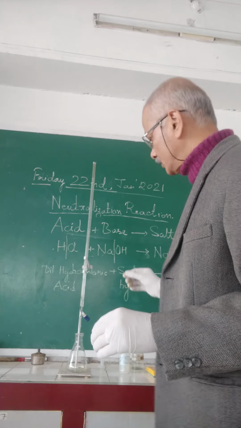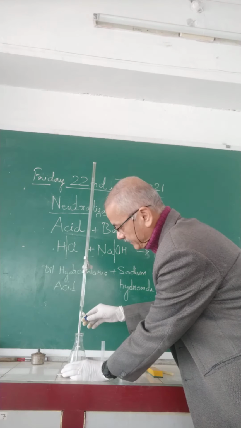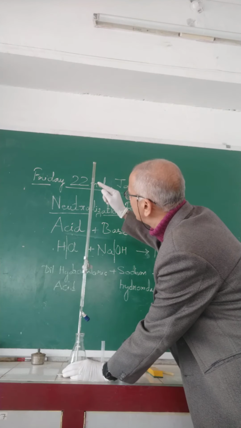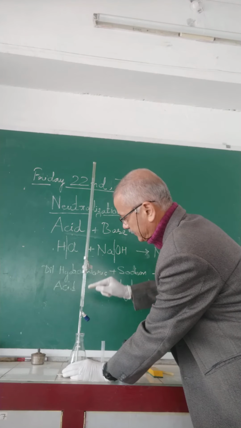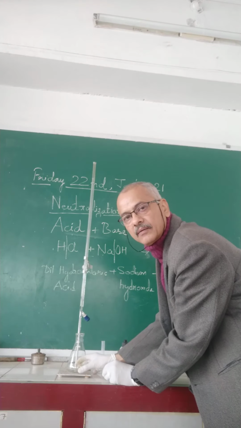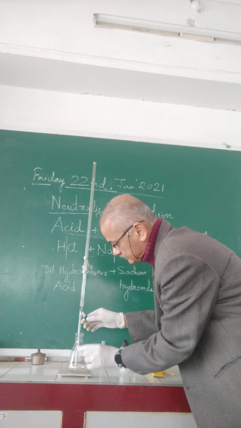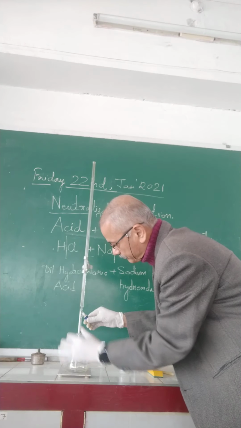Now what I will do, by opening the stopper here, there is a blue color stopper. By rotating the stopper, I will run this sodium hydroxide solution into this conical flask which contains hydrochloric acid, drop by drop.